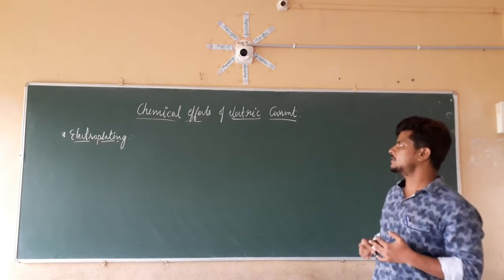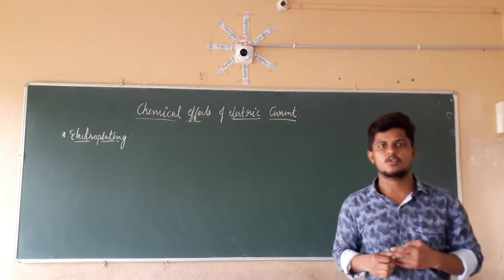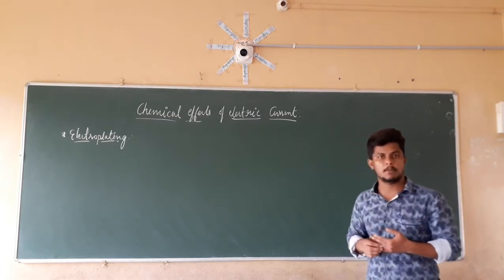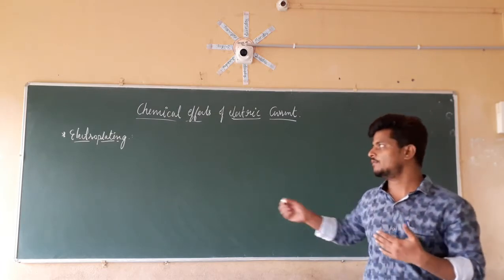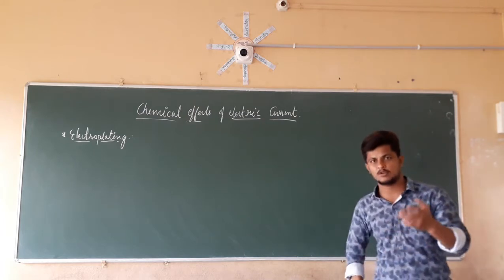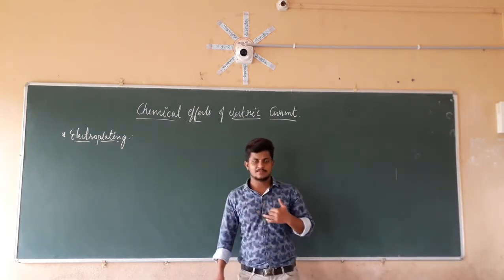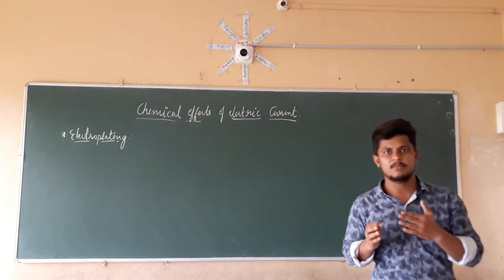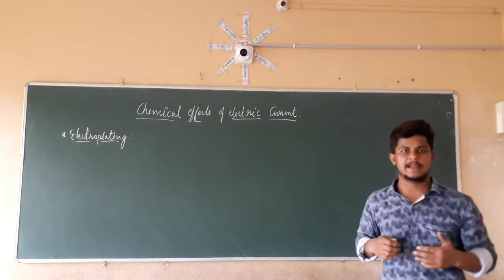Today we are going to discuss one of the chemical effects of the electric current, that is electroplating. Before going to electroplating, we should know some points. For that reason, the textbook gives an activity, so that you can do that activity to check the points we are going to take from it.